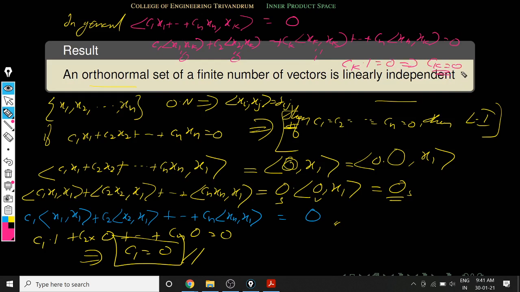This is true for all k equal to 1, 2, etc. n. So what is our conclusion? If this linear combination equal to 0, it implies all the ci's are 0. c1 equal to 0, c2 equal to 0, etc. cn equal to 0. So the given set is linearly independent. You got it? So this is the proof of this result, a very interesting result: if a set is orthonormal, then the set is linearly independent. Clear?